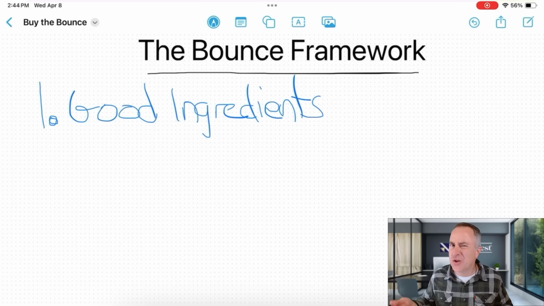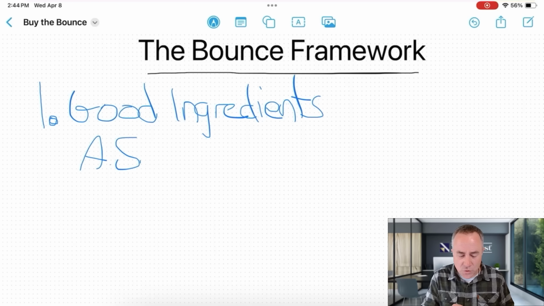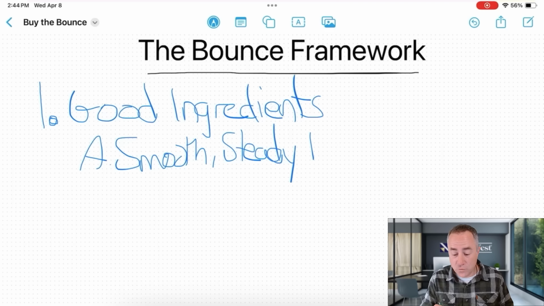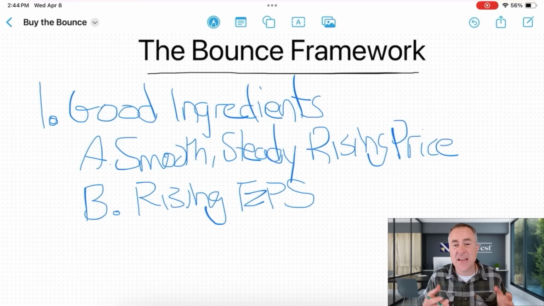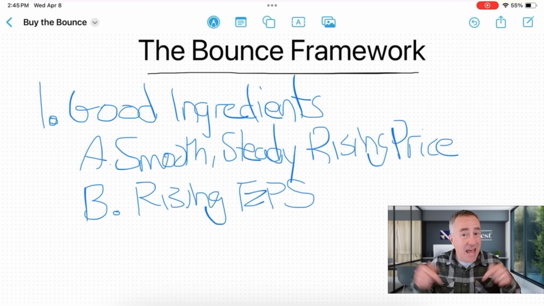So what do I mean by good ingredients? Well, I mean a stock with a smooth, steady, rising price trend. In addition to that, you want to have rising earnings. This will give it that strong underlying quality of a stock. In other words, this is going to give it the basic traits that you want in a stock before you even think about timing the entry.